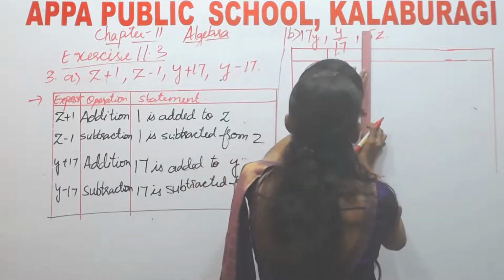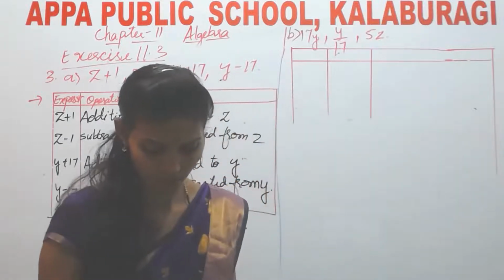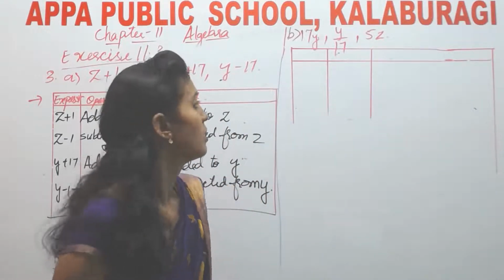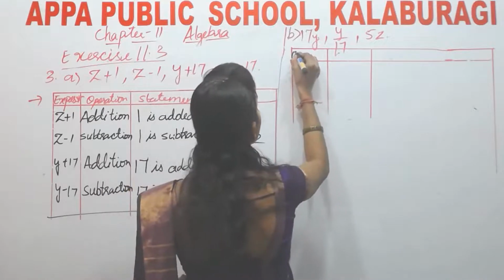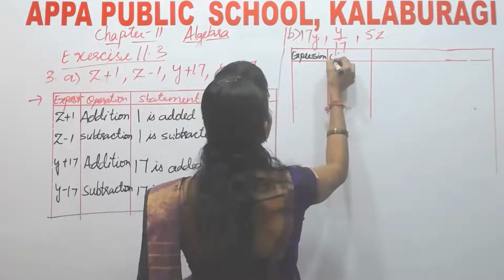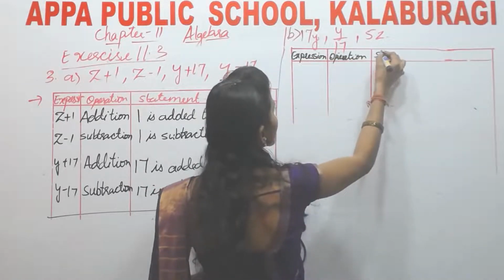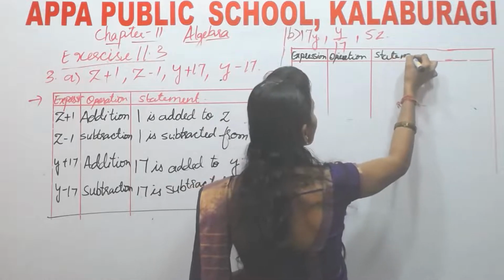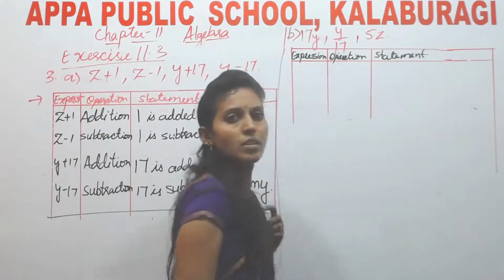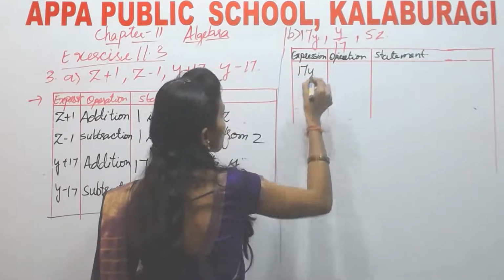Expression, operation, statement. Okay. Expression, operation, statement. Okay. First one: 17 times y.